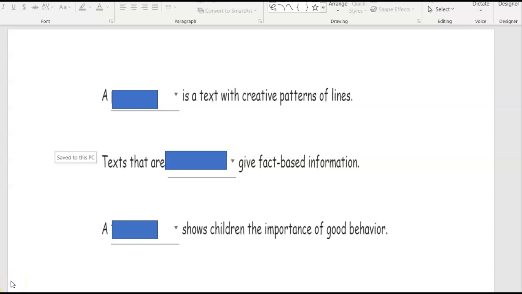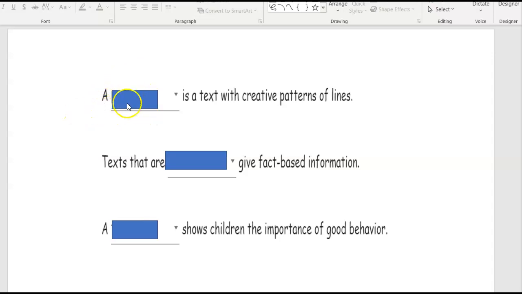Hi, second graders. So we're going to do a quick review before you take that Unit 1 test. Hopefully this will help with that Unit 1 test. So we have three choices right here. I want to see if you can tell me which word would fit in this blue box.